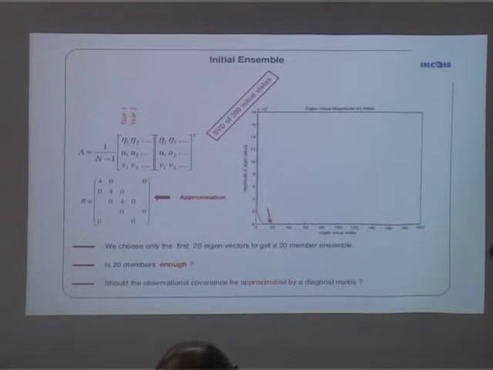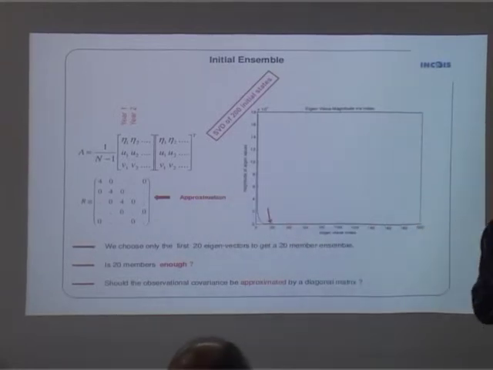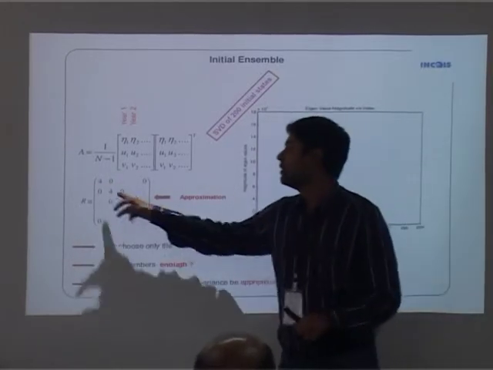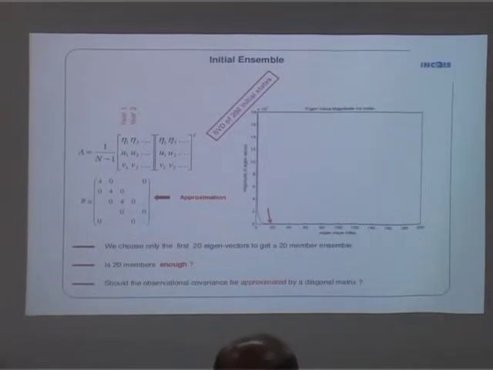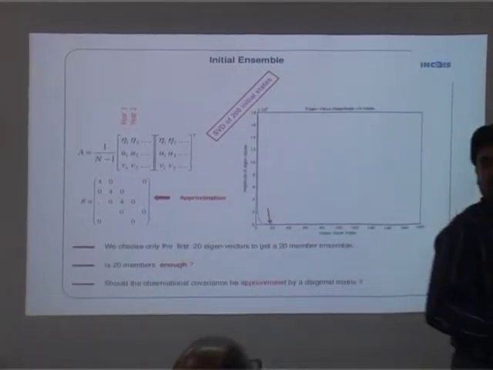But the question is, we still do not know whether 20 members is enough. And the observational covariance that typically comes in a Kalman filter algorithm, we have approximated with a diagonal matrix with the typical errors that come in. Sorry, this should be 16, 4 square. Yeah, the variance.